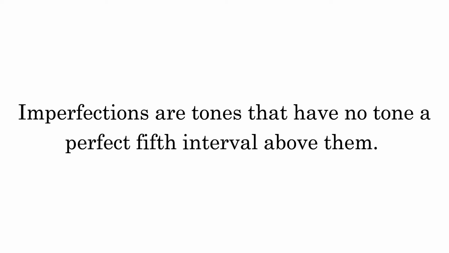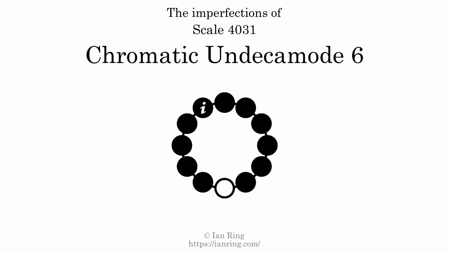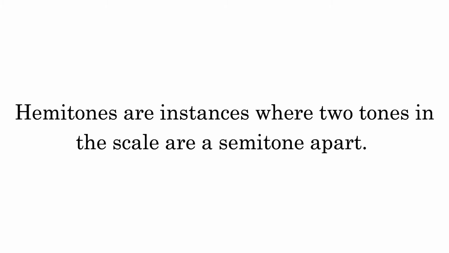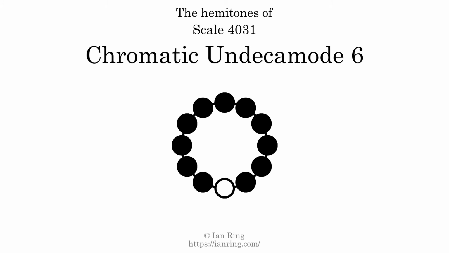Imperfections are tones that have no tone or perfect fifth interval above them. This scale has one imperfection. Hemitones are instances where two tones in the scale are a semitone apart. This scale has 10 hemitones. They are at positions here, here, here, here, here, here, here, here, here, and here.